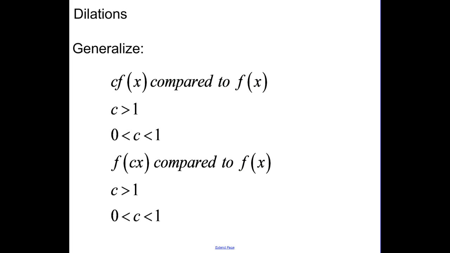So, confusing. If I have c times f of x compared to f of x, when c is greater than 1, it's going to stretch it vertically. Notice that the c is outside of the actual function. When c is between 0 and 1, it's going to shrink vertically.